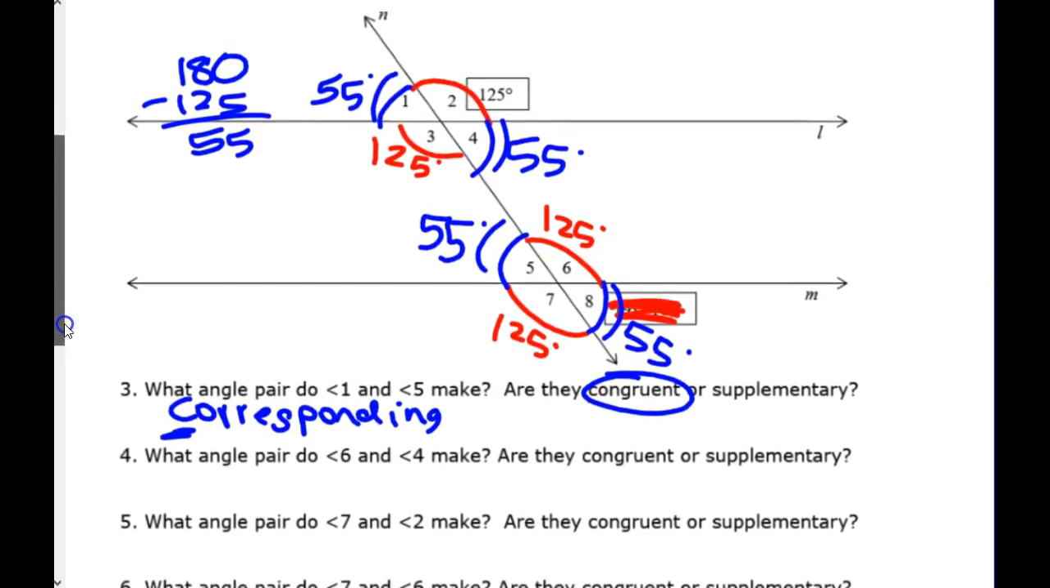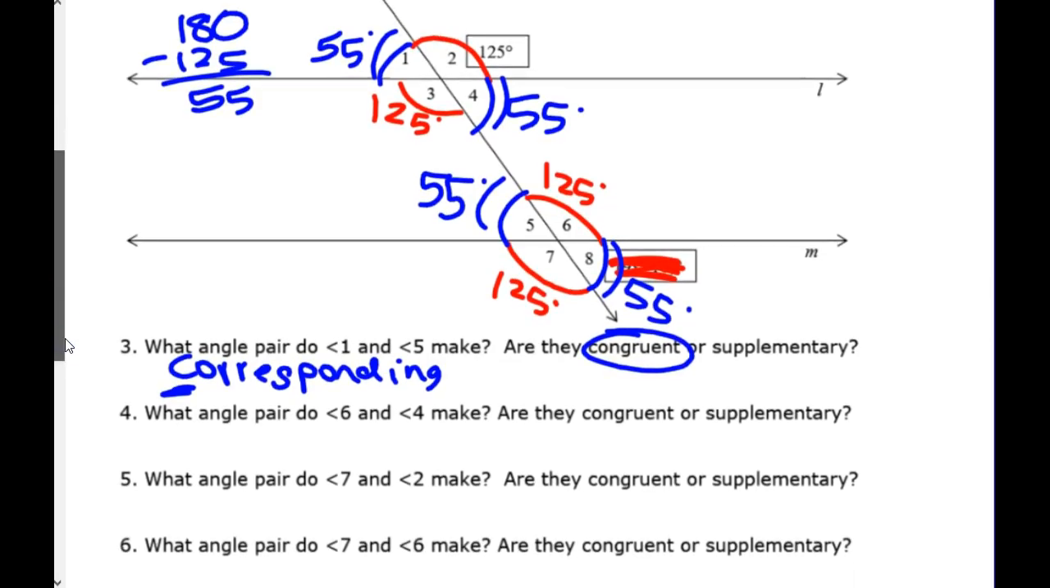Do the next one. 6 and 4. So is 6 interior or exterior? In. 4 is interior. They're both between the parallels, right? So they're both interior. Now here's the question. Are they alternate or same side of the transversal? 4 and 6 are on the same side of this transversal. They're both on the right side of the transversal. So we'd call that same side interior. Same side interior. Everyone's getting that down, right?